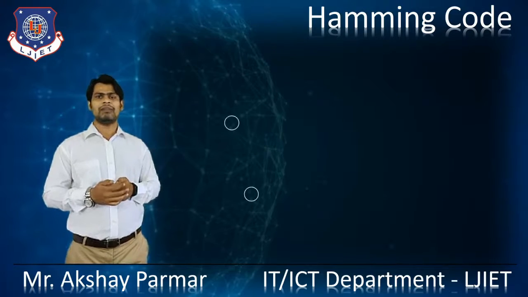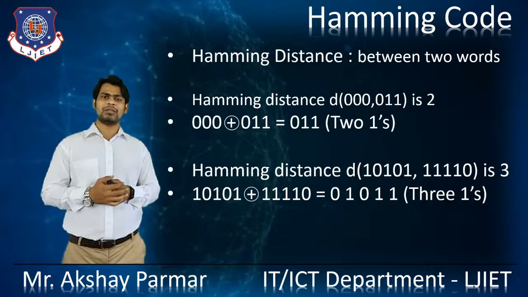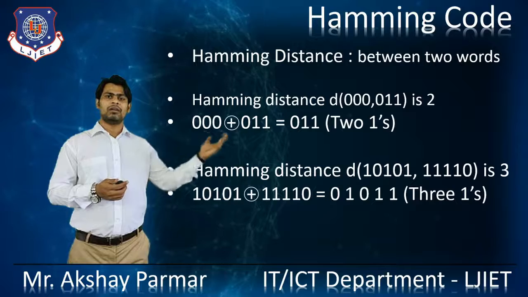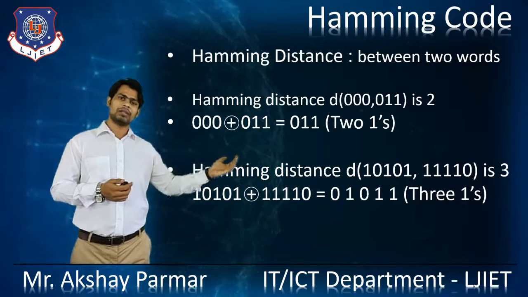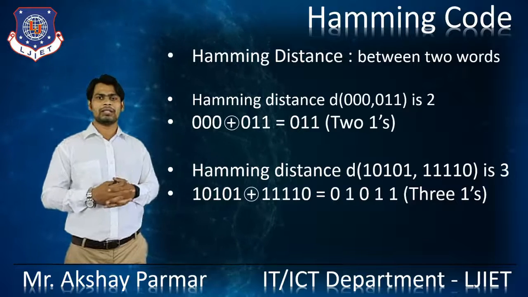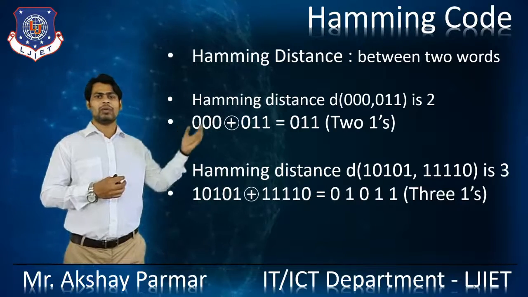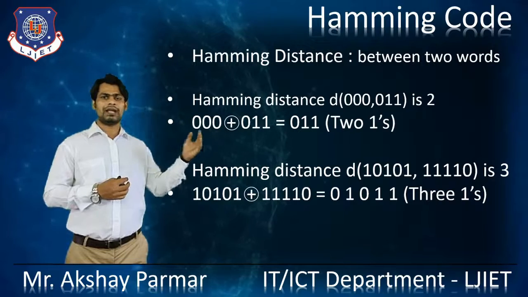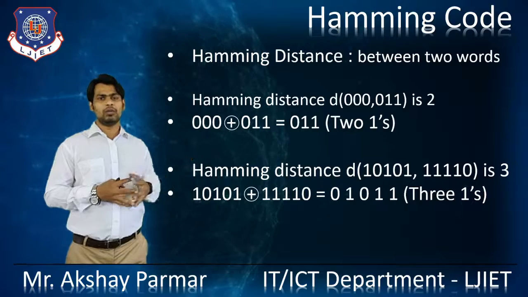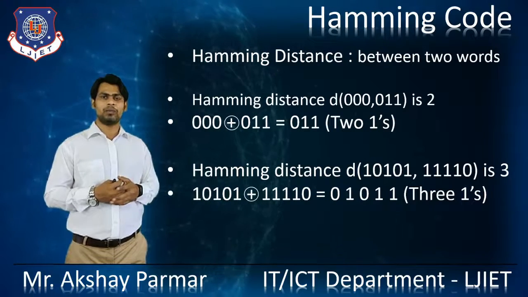So let's see one example. The Hamming distance between the two words 000 and 011 is 2, right? So how are we getting that Hamming distance? We simply put the XOR operation between those two values. So 000 XOR 011 is 011. That has two ones there, right? So the Hamming distance between the two values is 2.